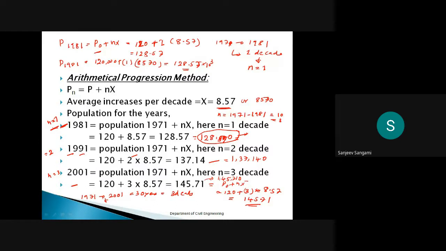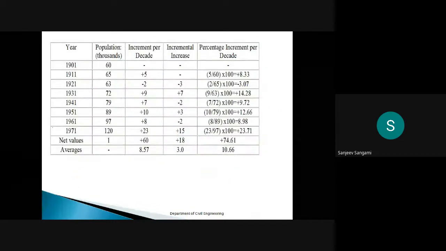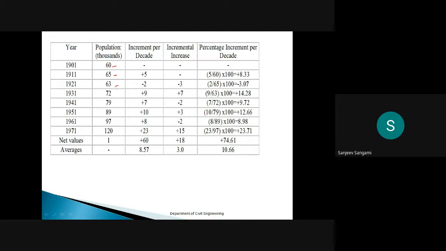Then we'll move on to the geometric increase method. This is the problem we already did. I have put it in a tabular form to make it very clear. So this is incremental per decade. Here I have written 5000, minus 2, that I already told. Now you should be very careful about that. Because they have given it in thousands.